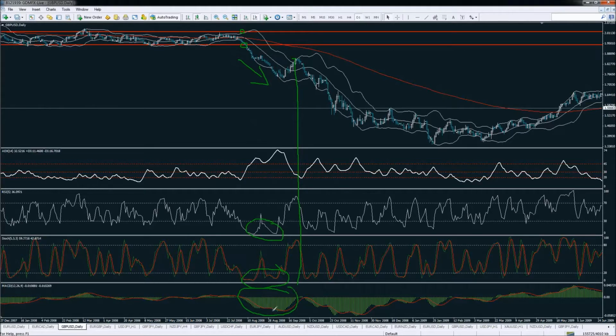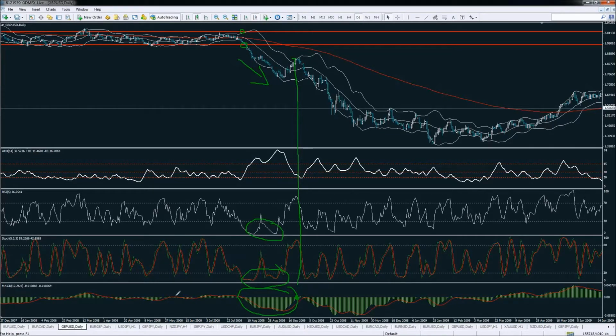MACD's histogram is making new highs and new lows for as long as the trend is valid. And of course it's clearly over when the MACD crosses the 0 level. And we're talking about the MACD's histogram.